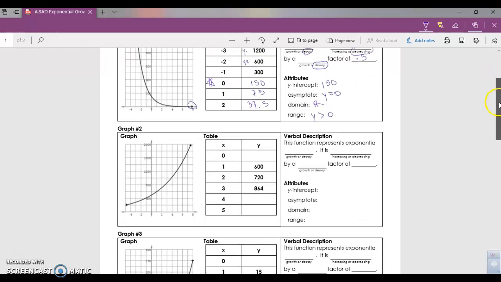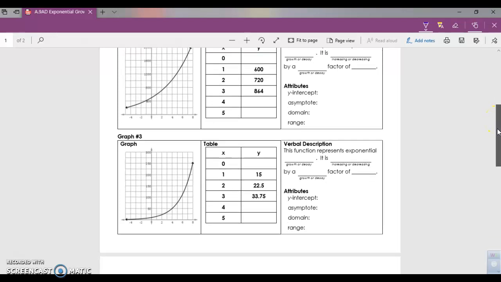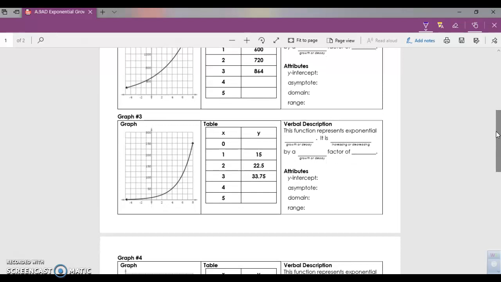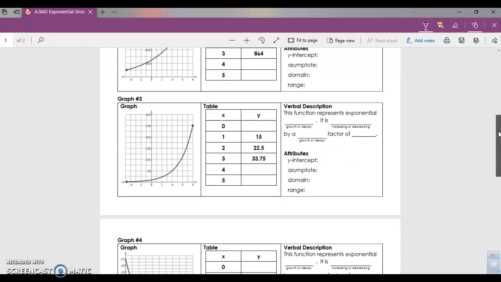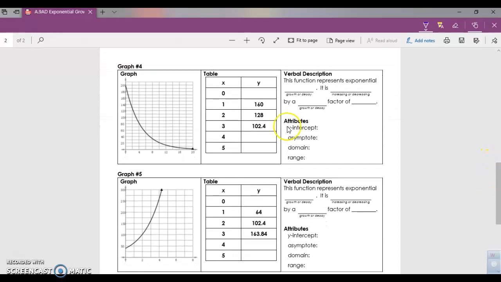I'm going to let you guys try to figure out number 2. I think we should jump down here and take a look at number 4. Number 4 is a little bit different. The only thing that's really different about number 4 here is the endpoints. So that's going to change up our domain and range just slightly.